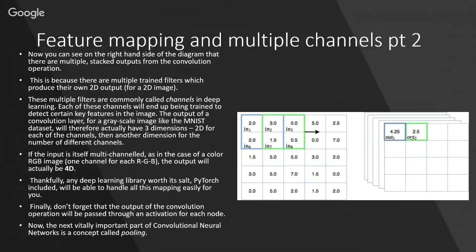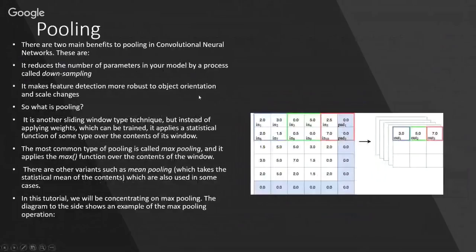Pooling. There are 2 main benefits of pooling in convolutional neural networks. First, it reduces the number of parameters in a model by a process called downsampling. It also makes detection more robust to object recognition and scale changes. So what is pooling? It's another sliding window type technique, but instead of applying weights which can be trained, it applies a statistical function of some type on the contents of its window.